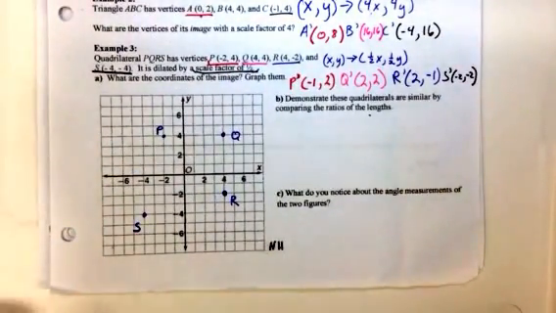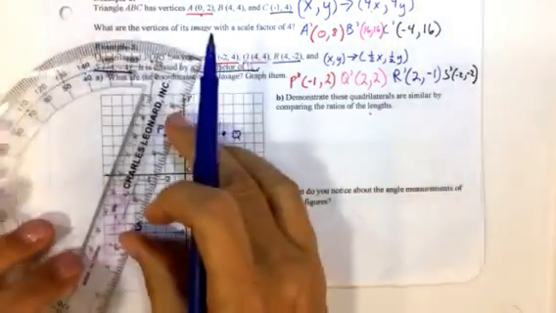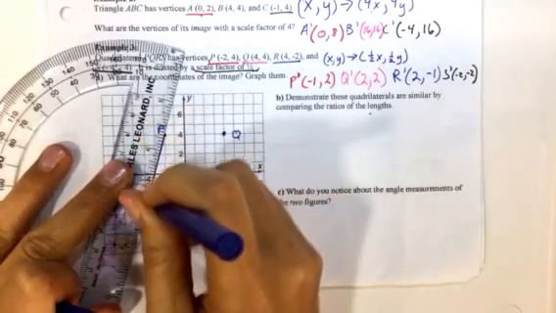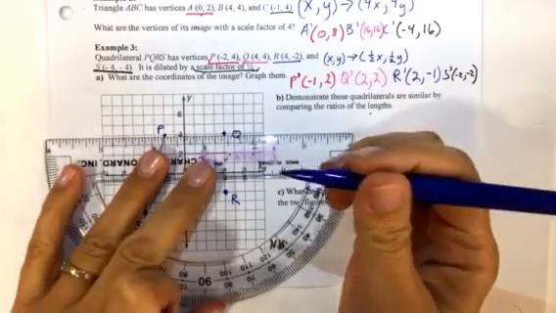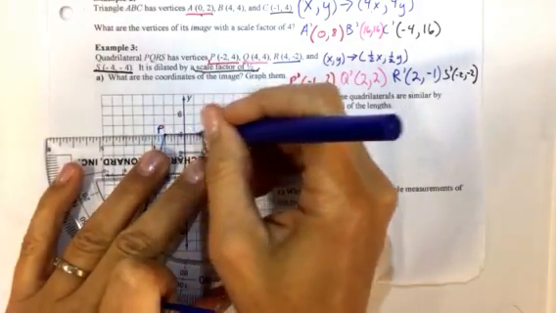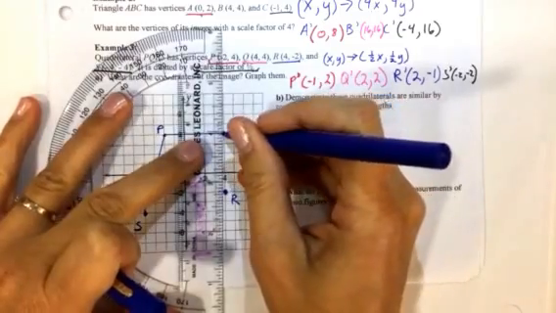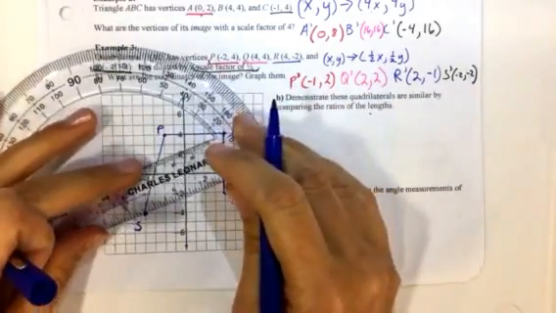So I've already gone ahead and plotted the original image. Yes. Please use a straight edge. This is the original image. This is the pre-image, in other words. And I already have these points plotted to save time. So you should pause your video and plot those points for this quadrilateral.